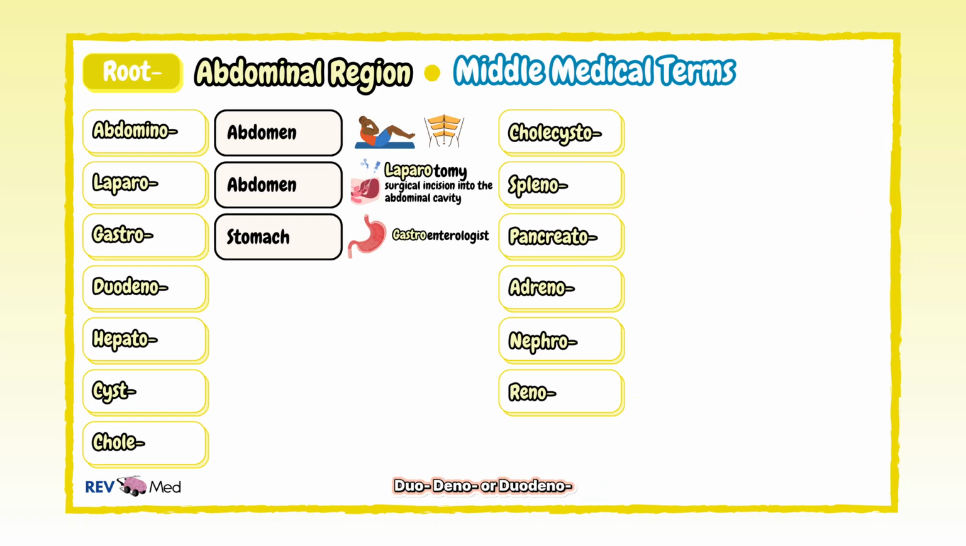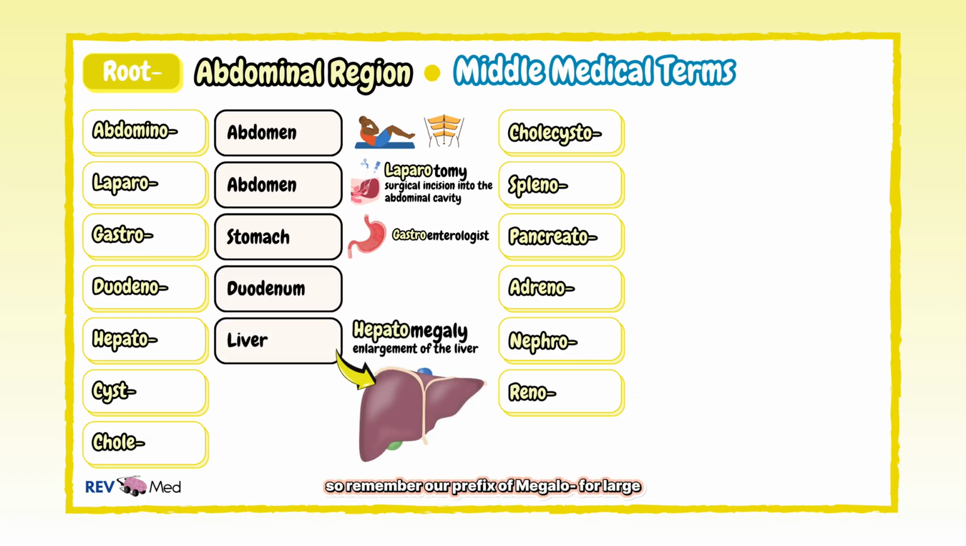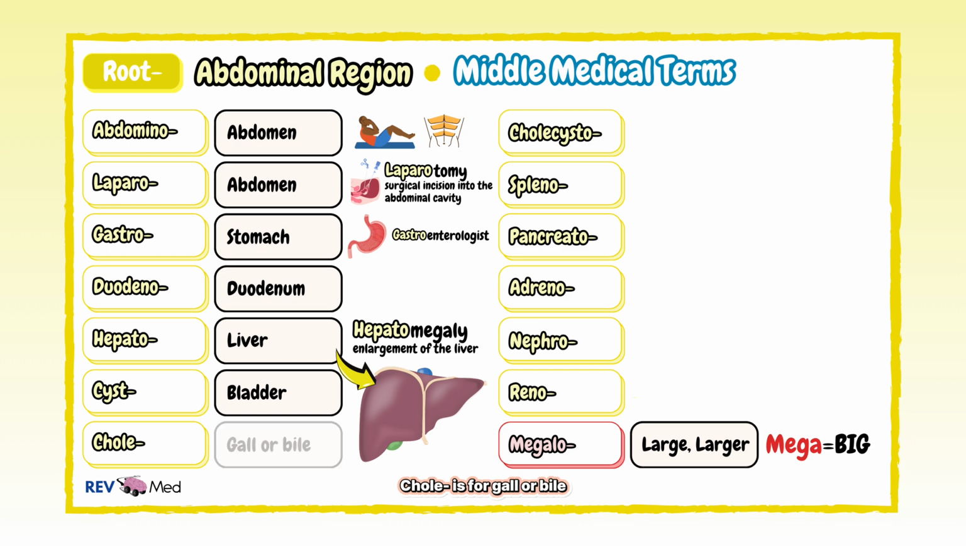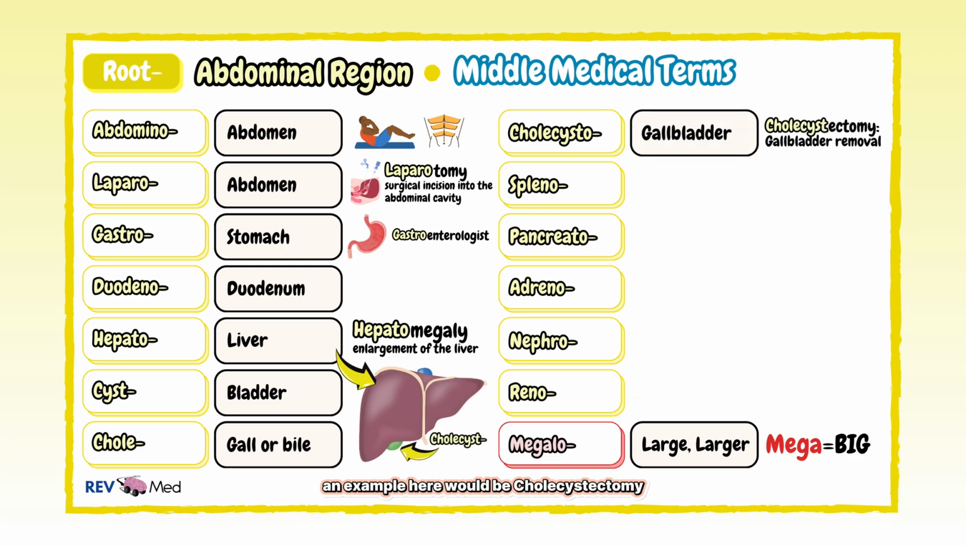Duodeno or duodenal refers to the duodenum. Hepato refers to the liver. So remember our prefix megalo for large. Mega is used here again for hepatomegaly, which is an abnormal enlargement of the liver. Cyst is for bladder. Coli is for gall or bile. And combining these words, cholecysto is the root word referring to gallbladder. An example here would be cholecystectomy. It's a surgical removal of the gallbladder.